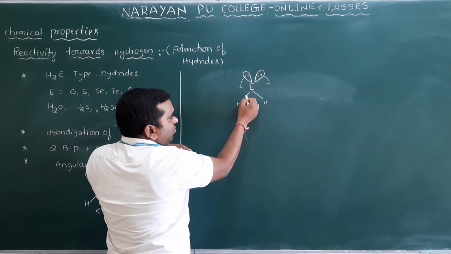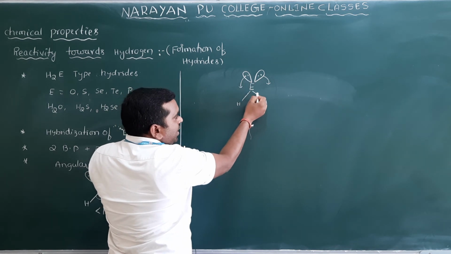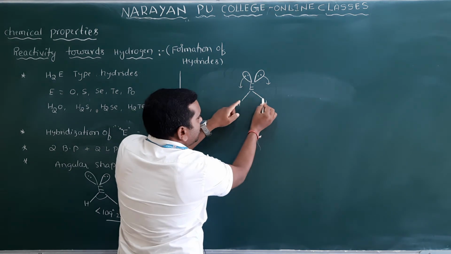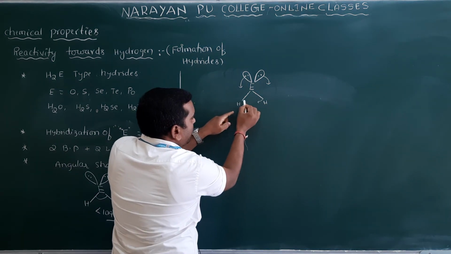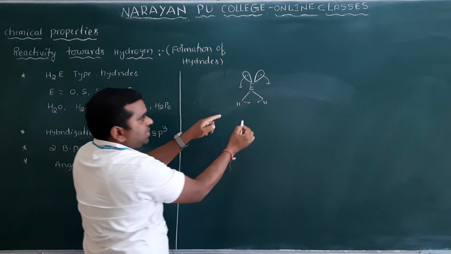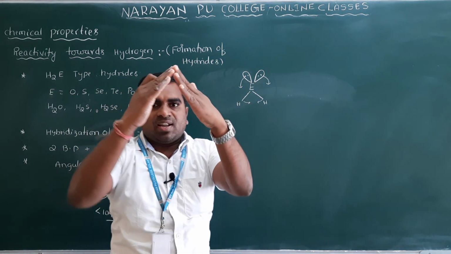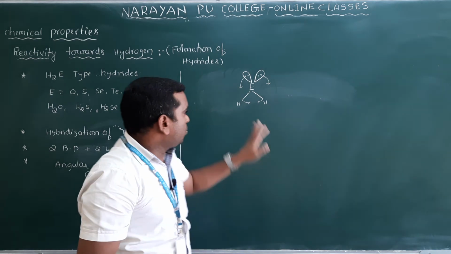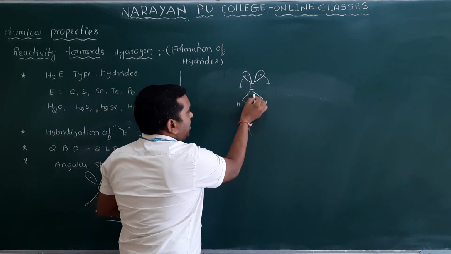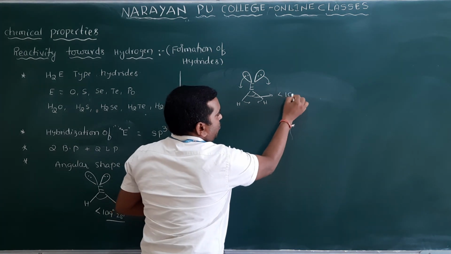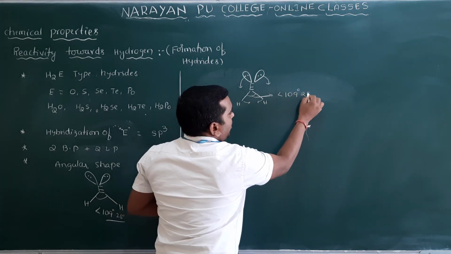Clear? Then what will happen here? Lone pair-bond pair electron repulsion takes place here. To avoid that repulsion, these two bonds will come close to each other till they experience repulsion. So automatically, the bond angle will decrease. That's why the bond angle in these compounds is less than 109 degree 28 minutes.